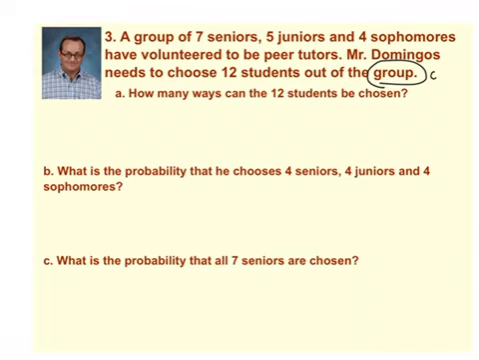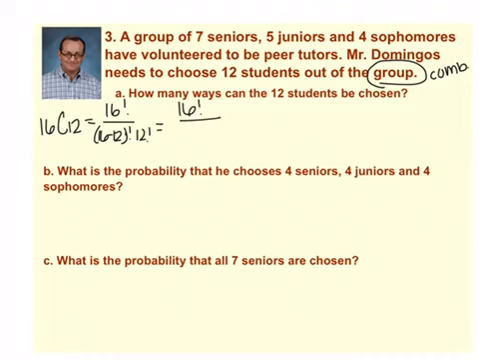We know this is going to be a combination. So I have 16 total students, and I'm going to choose 12 of them. So when I do that, I'm doing 16 factorial divided by 16 minus 12 factorial. And then I also have that 12 factorial, because remember we have that extra r factorial for combinations. So I'm going to do 16 factorial divided by 4 factorial, 12 factorial.